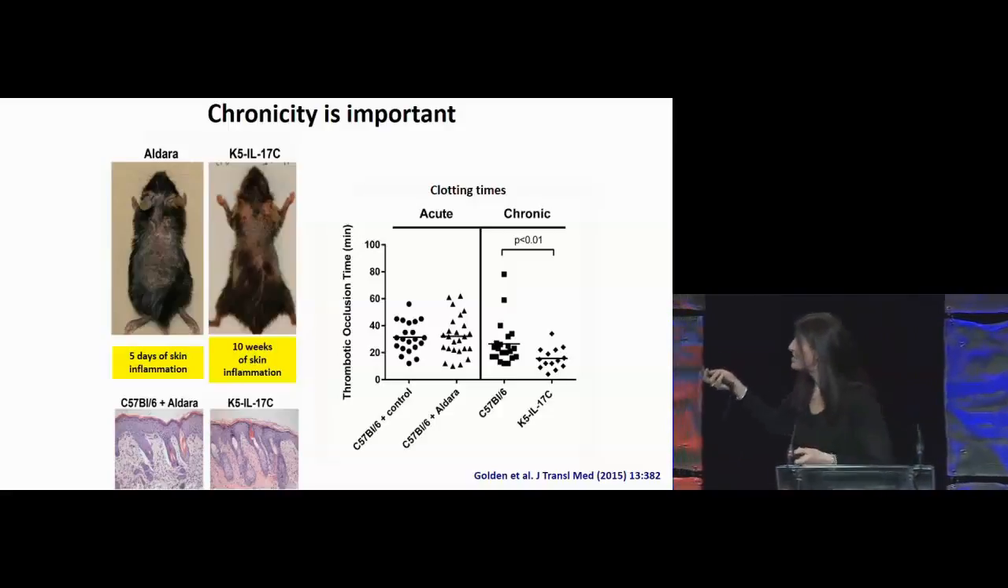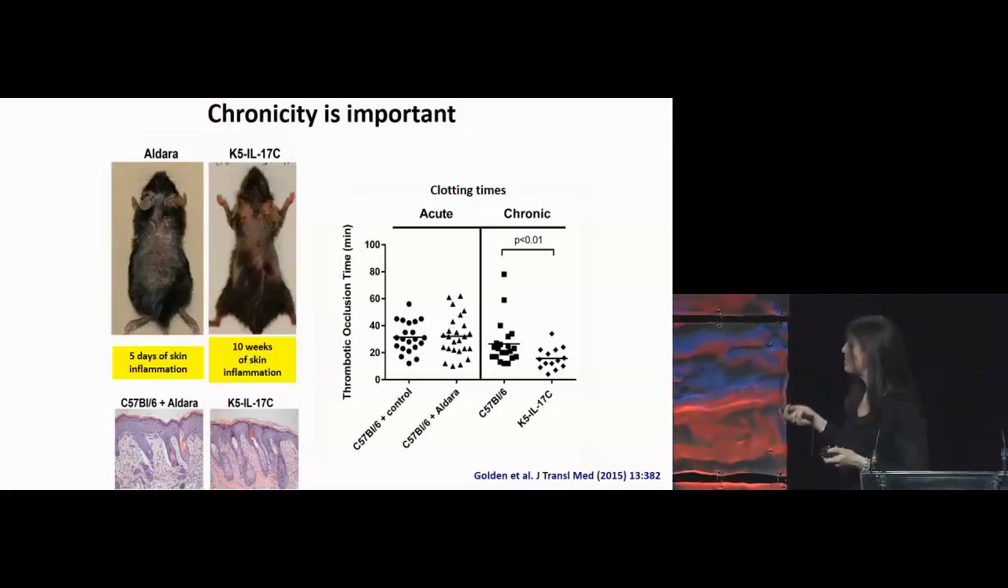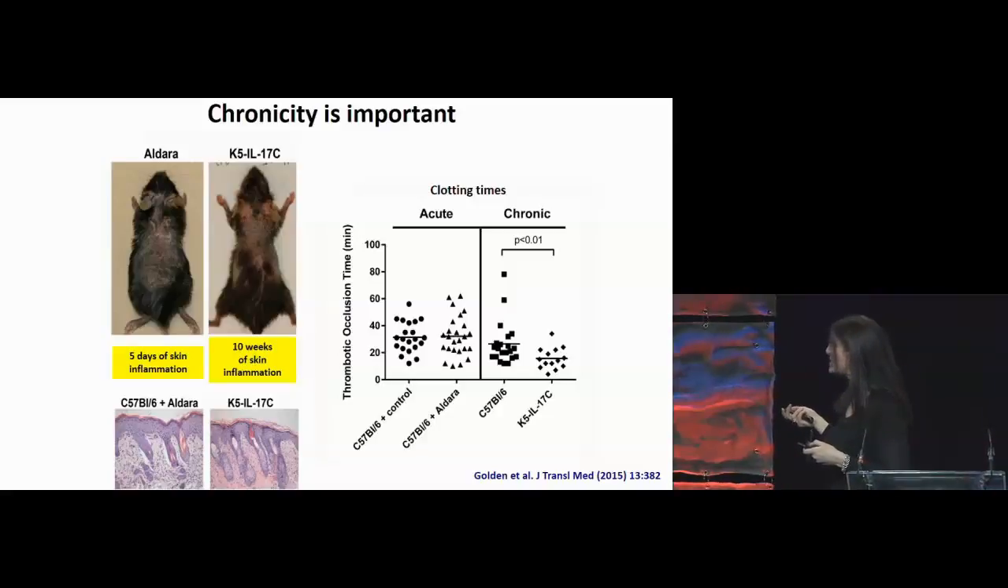So we had this new mouse in our lab, a chronic spontaneous model overexpressing IL-17 in the skin. It gets great skin inflammation, and we compared it to the Aldara model, 5 days of skin inflammation. The only mouse that clotted quickly was the mouse that had chronic skin inflammation for 10 weeks. The Aldara mouse didn't clot any differently.